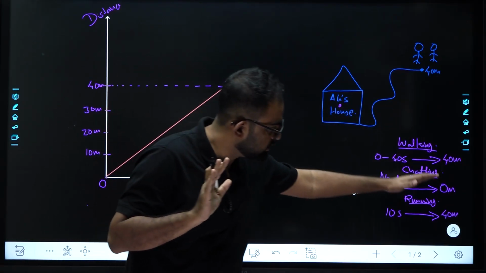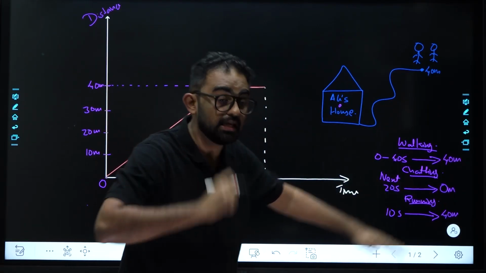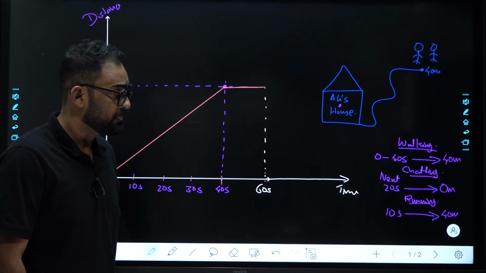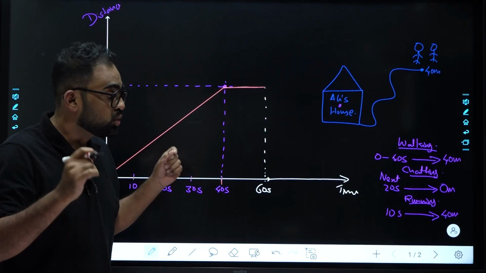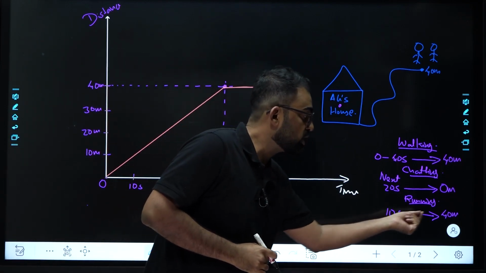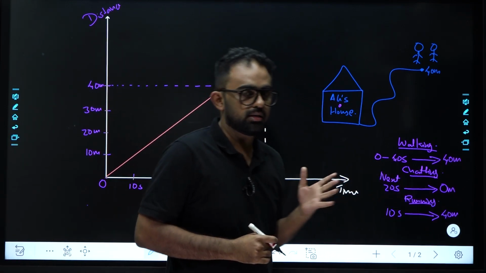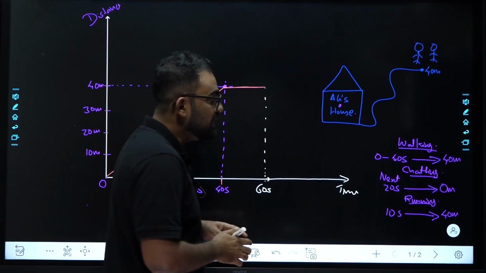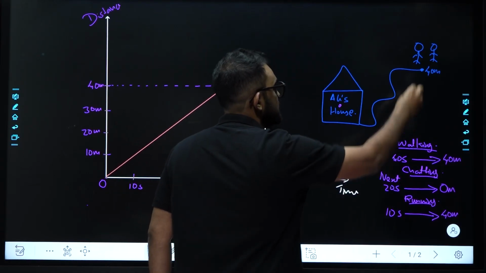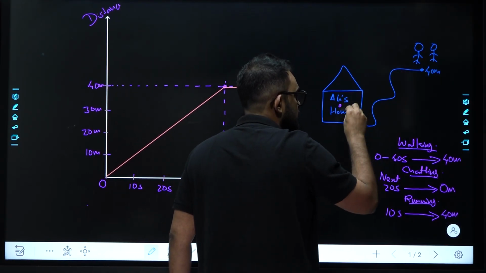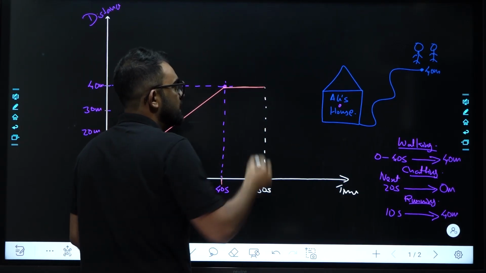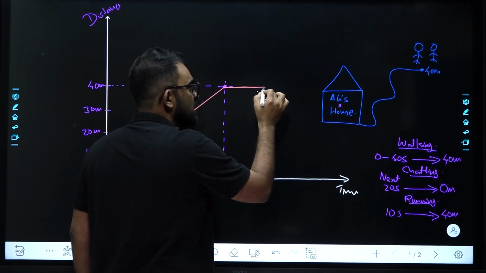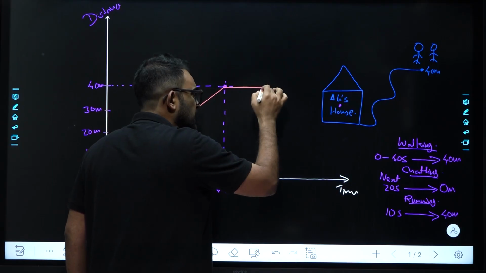Now we need to plot the final event, that is the running event. Remember, because he is running, he is much faster. So he took only 10 seconds to cover the same 40 meter distance. See, the running event starts from this 40 meter mark and ends at Ali's house. So in the graph, this is the end of the chatting event. At the same time, this is the starting of the running event.